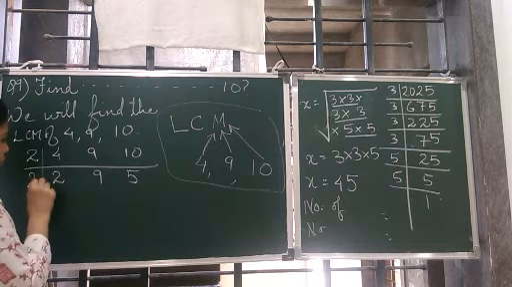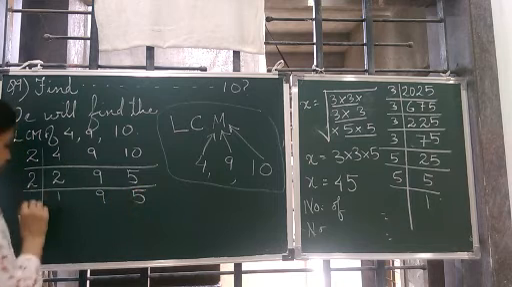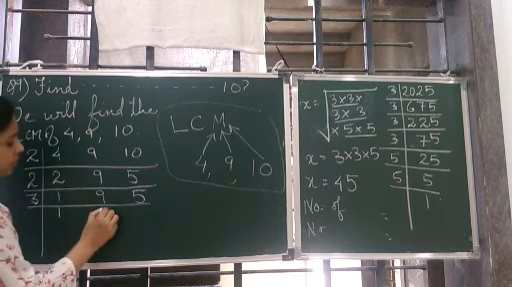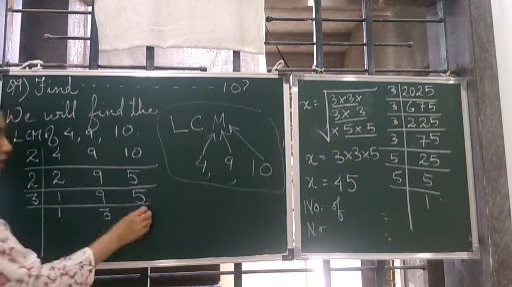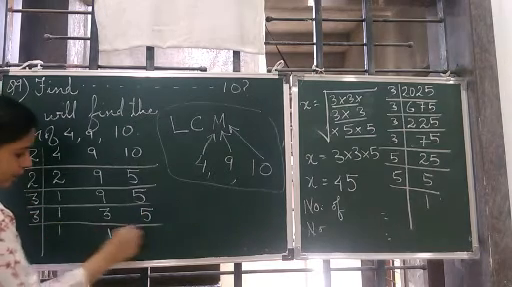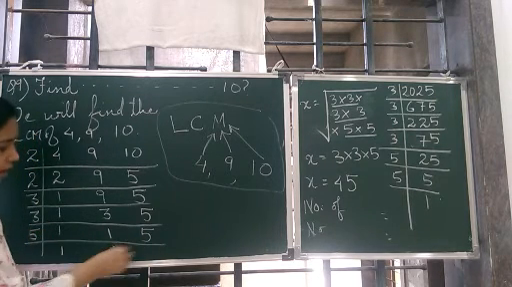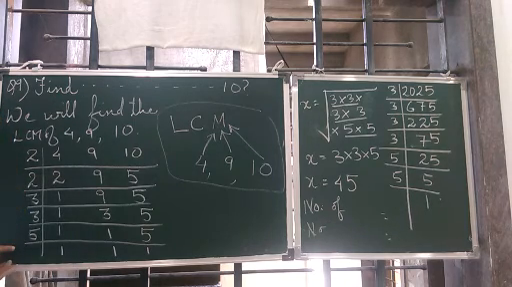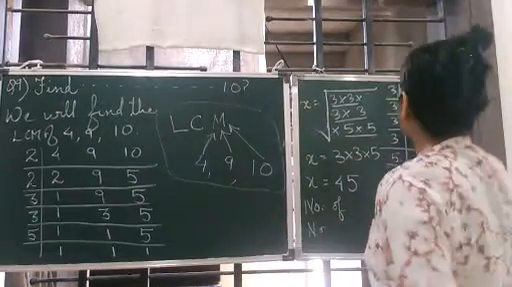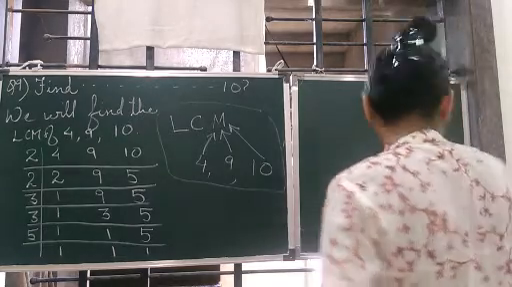Again it will go by 2. So 2 1s are 2, 9 remains 9, 5 remains 5. Then we start with 3 because 9 is there. 1 remains 1, 9 becomes 3 because 3 3s are 9, 5 remains 5. Again we go by 3. 1, 1, 5 remains 5. Now we do it by 5. 1, 1, 1. Okay, these are the factors. So let's write them now. Then we check their pairs to see whether it's a square number or not.